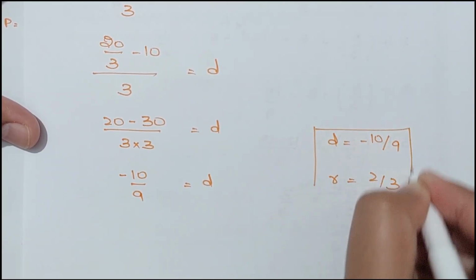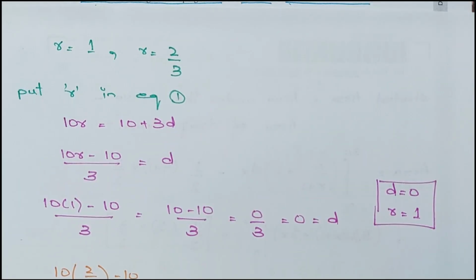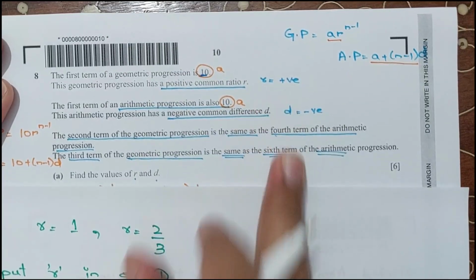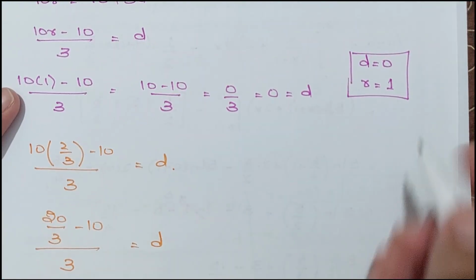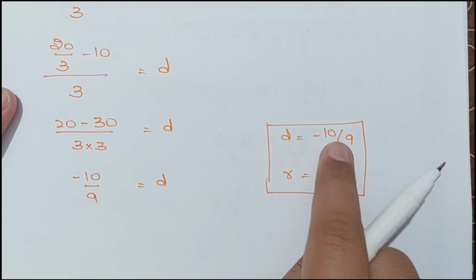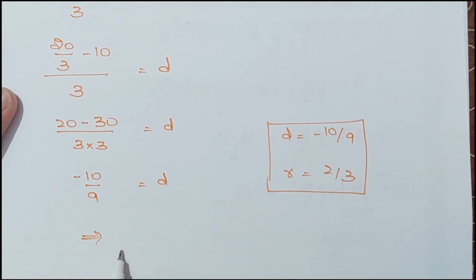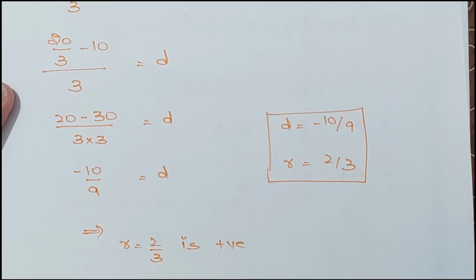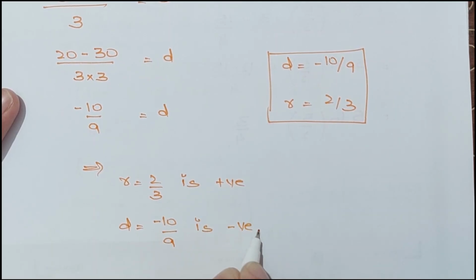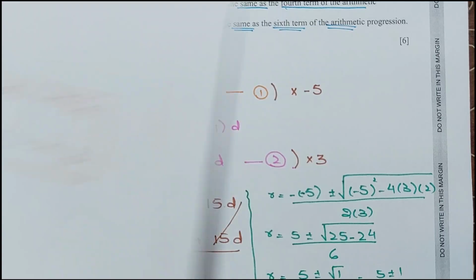Now which values do we have to pick for d and r? We are given that r should be positive and d should be negative. So here r is positive and d is not negative, but here r is positive and d is negative. This implies r is 2 by 3, which is positive, and d is equal to minus 10 over 9. So this is the value we have to take, according to the given condition in the question, right?